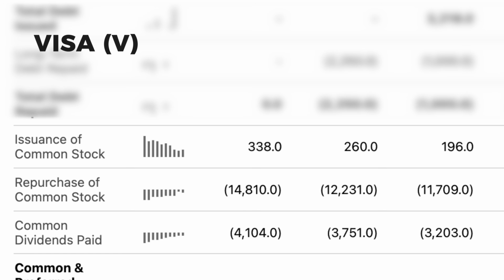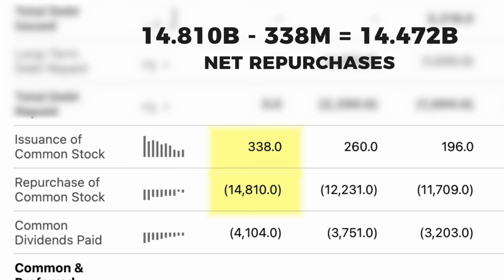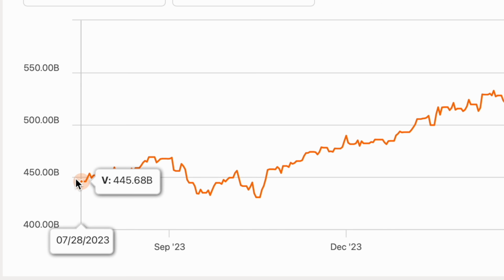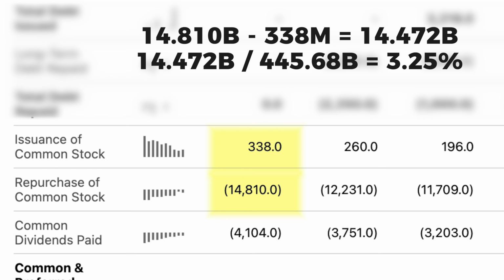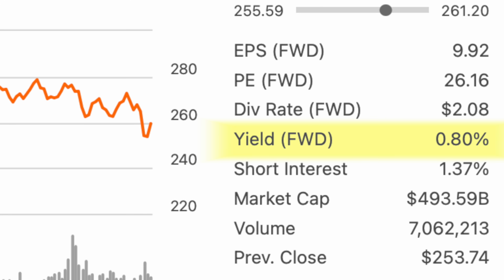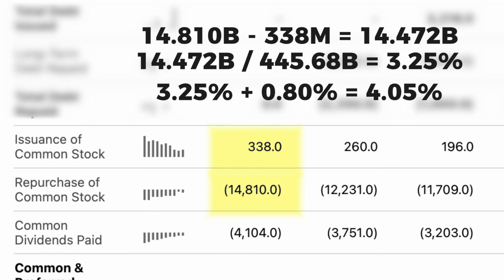And so real quick, let's do one more and we'll try Visa. Now, Visa bought back a whopping $14.8 billion over the past 12 months. So if we take 14,810 minus out the 338 that they issued, we get 14,472. And then if we look at 1 year ago, the market cap was $445.68 billion, which gives us a buyback yield of 3.25%. And when you add the fact that investors are also getting 0.8% in dividend yield from Visa, together that's a little over 4% or so in total reward back to shareholders. And of course, this doesn't include any price appreciation that we would expect with the stock as the business grows.